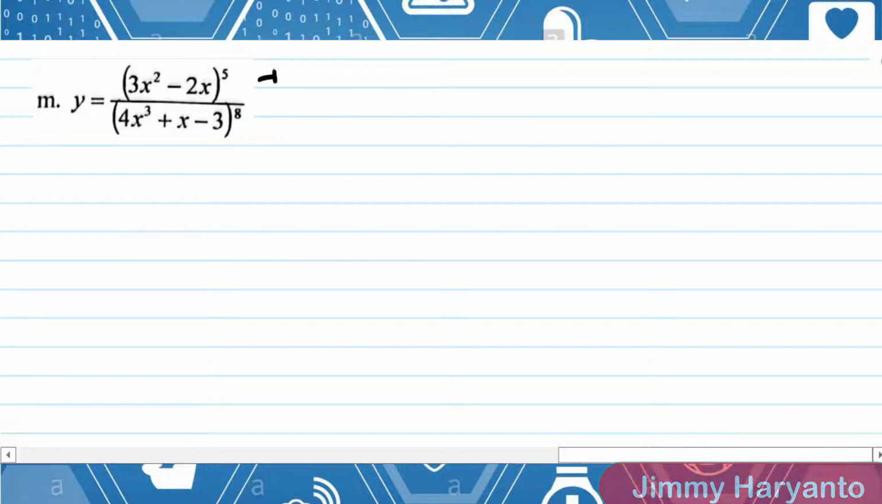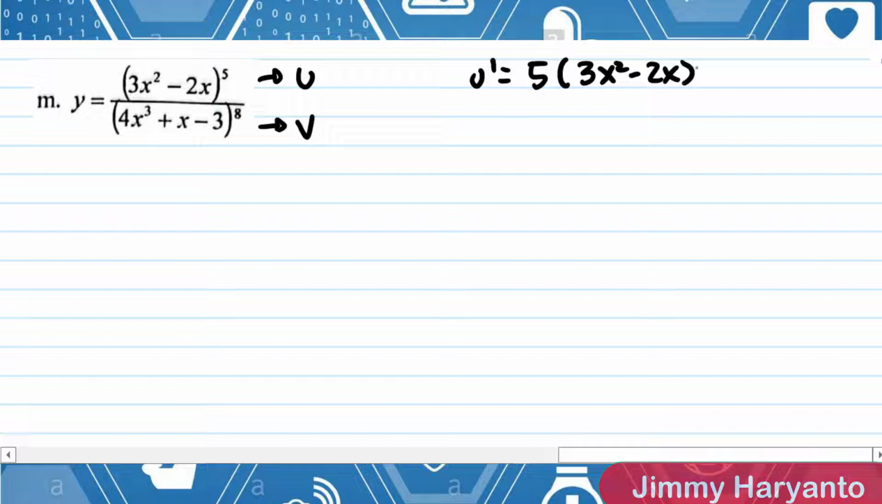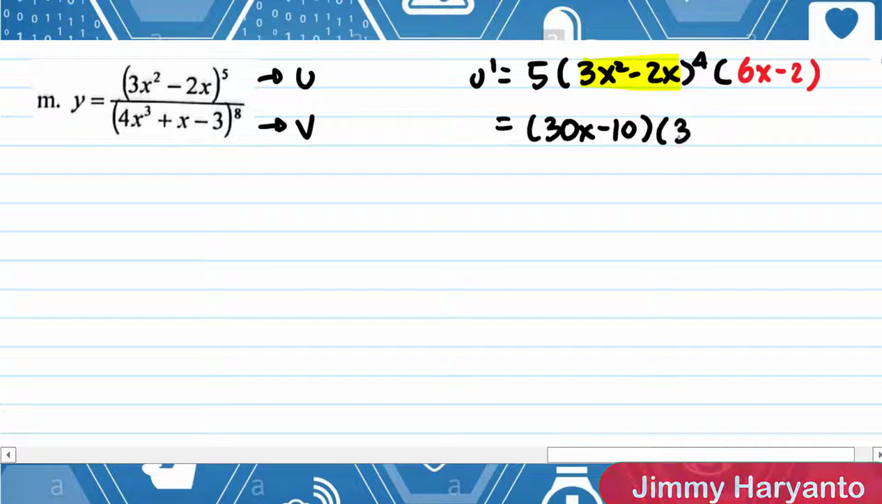For m is also the same, we have u and then we have v. U accent equals to, I think this one is similar with the previous one, or I can say the numerator is the same with the previous one, so it will be the same, 5 times 3x squared minus 2x to the power of 4, and then times with the differentiation of the inner function, you will get 6x minus 2, and overall you will have 30x minus 10 times with 3x squared minus 2x to the power of 4.